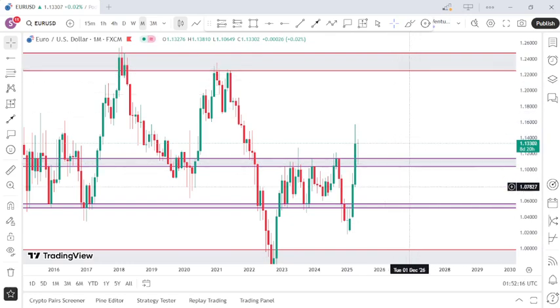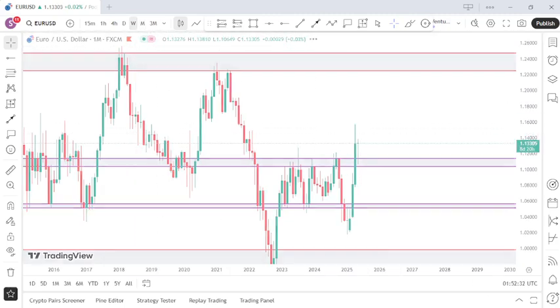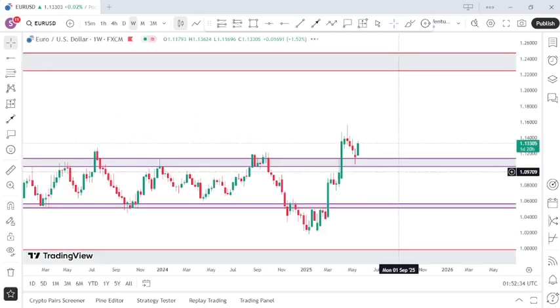So if you watch the previous video on Euro USD, I said since price has broken out of the zone, we have to wait for a retest before we take the buy. And if you go to the lower time frame, you see the exact retest. So let's go to the weekly.